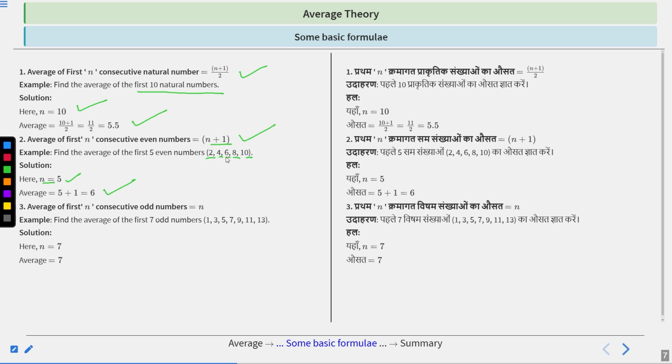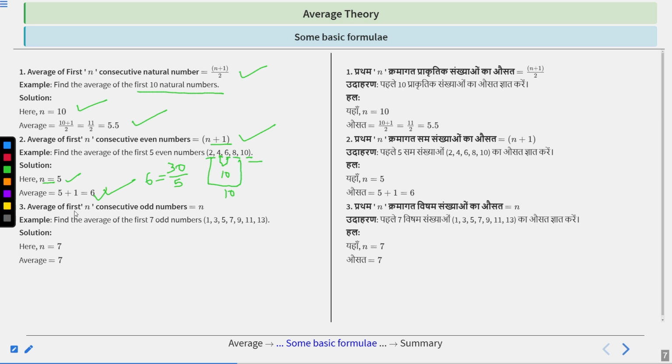We can see that if we add them and divide by 5, we get the same average. So 4 plus 6 becomes 10, 8 plus 2 becomes 10, and 10 is 10. So 10 plus 10 plus 10 becomes 30. And when divided by 5, we get 6, which we already calculated by the formula n plus 1.